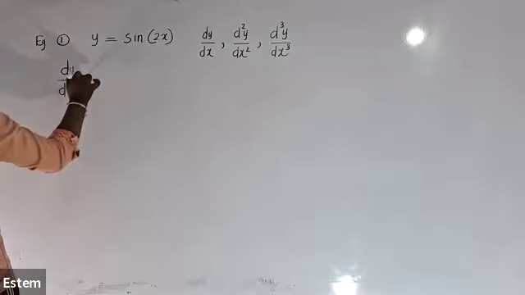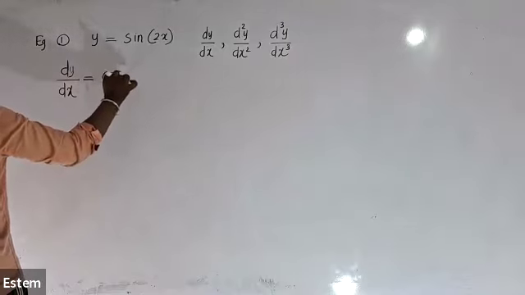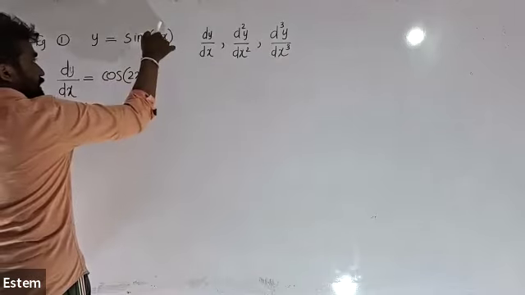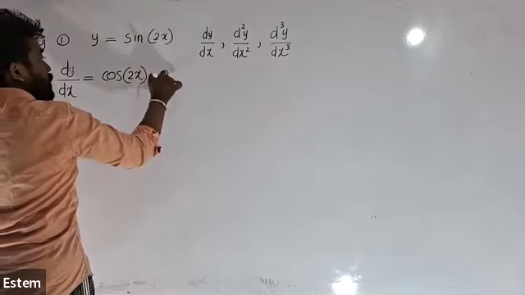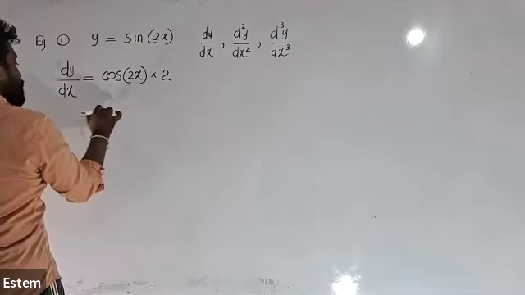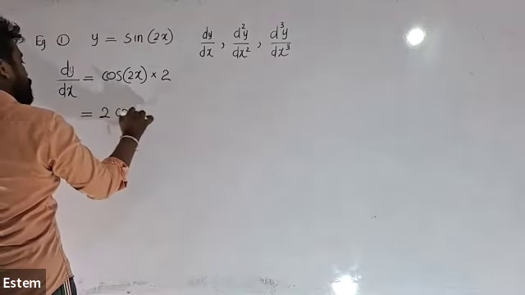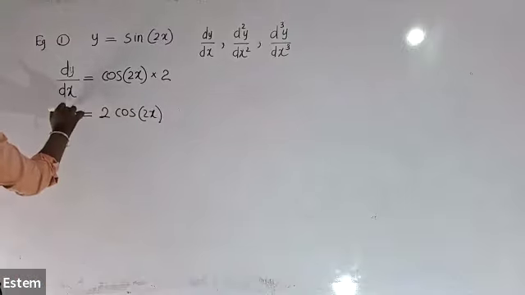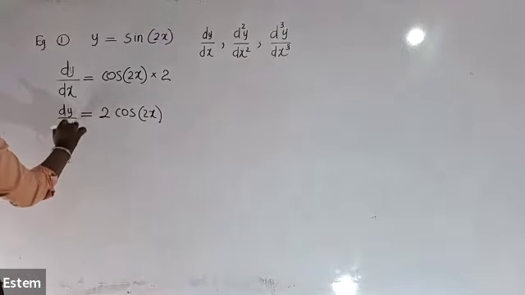dy over dx is cos 2x, and we should find the differentiation of the inside function, and it is 2. Then dy over dx is 2 cos 2x.